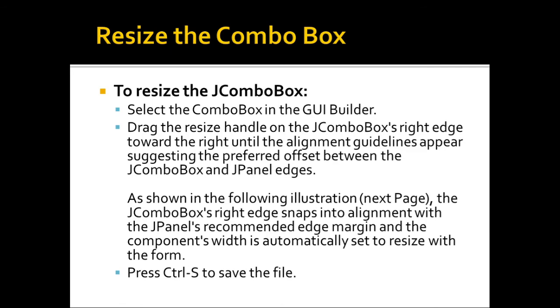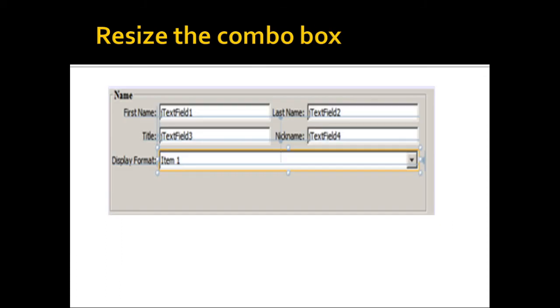To resize the JComboBox, select the JComboBox in the GUI Builder and drag the resize handle of the JComboBox's right edge towards the right until the alignment guidelines appear, suggesting the preferred offset between the JComboBox and JPanel edges. As shown in the following illustration, the JComboBox's right edge snaps into alignment with the JPanel's recommended edge margin, and the component's width is automatically set to resize with the form. So press Ctrl S to save. So this will be the appearance.